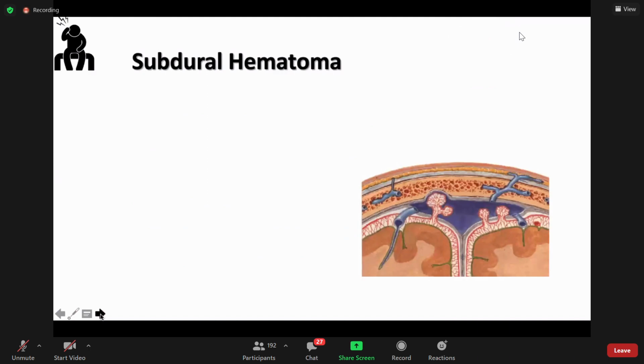Subdural hematoma is a collection of blood in the subdural space, and as we can see here, this is the diploic space of the bone, and this is the dura, and this is the arachnoid. The subdural is at this level.